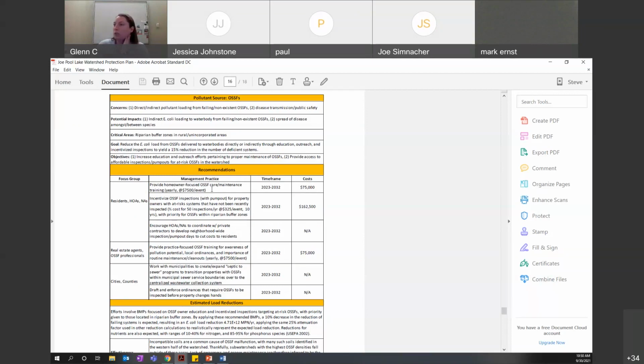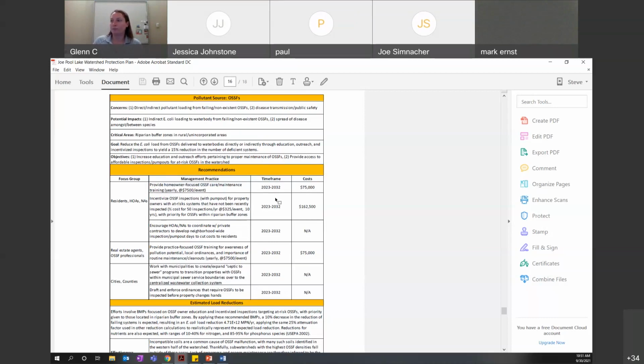Our objective here is to increase education and outreach efforts pertaining to proper maintenance of septic facilities, and provide access to affordable inspections and pump outs for at-risk septic facilities in the watershed. These estimates came from Texas A&M, since they mainly provide these homeowner-focused OSSF care and maintenance trainings. And the inspections estimates came from a majority of sources that I can share with you.